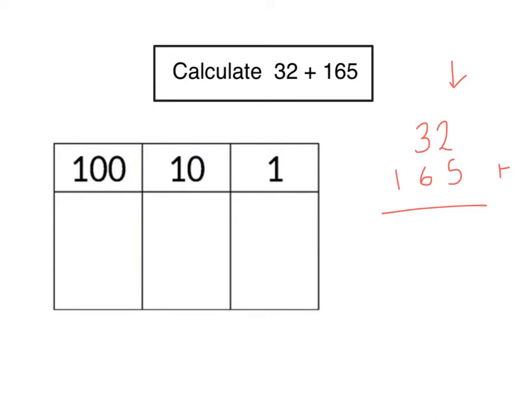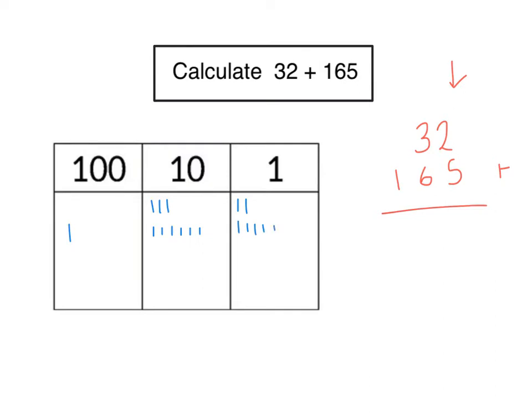If I do it using a place value table, I'm going to have 32, so let's just do 1, 2, 3, 2, and we're going to add 165. So there's 160, 1, 2, 3, 4, 5, 6, and then 5: 1, 2, 3, 4, 5.